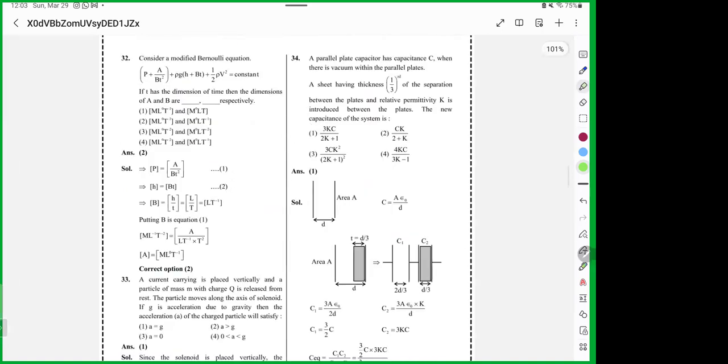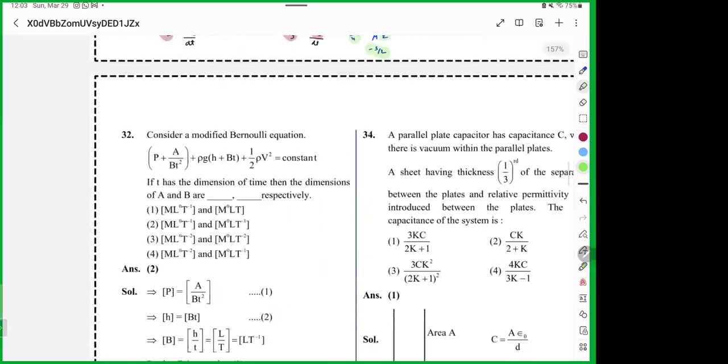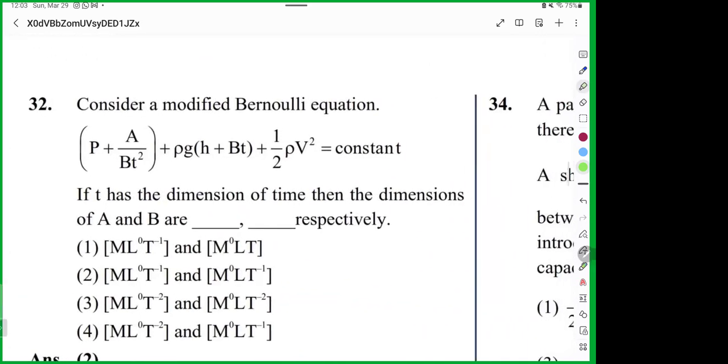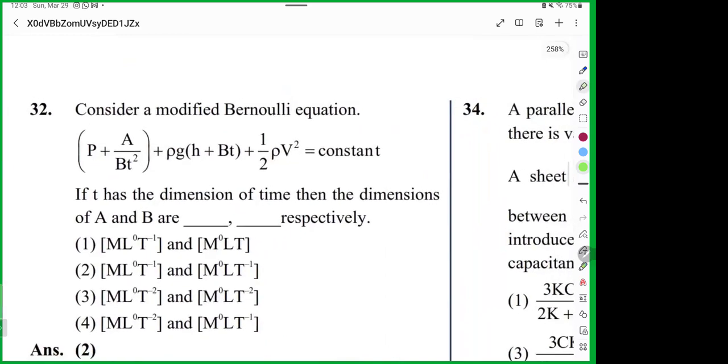Well, can we solve one more question? Yes. Unit and dimension, a simple question. You have Bernoulli's theorem. The modified Bernoulli's theorem is this, and this. Where t has the dimension of time, find the dimensions of A and B. Very simple. Unit and dimension, a very simple question.